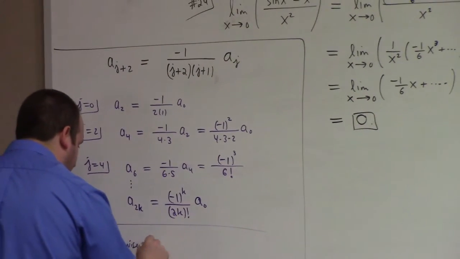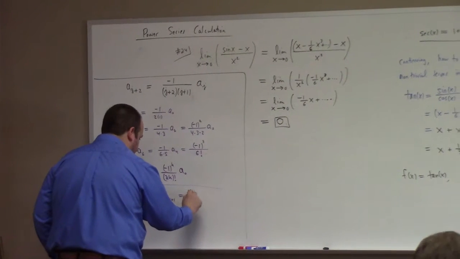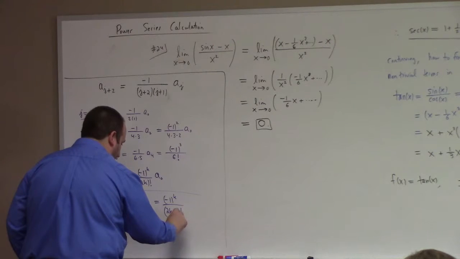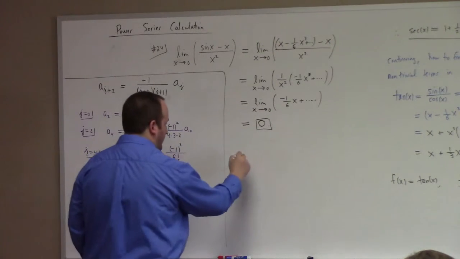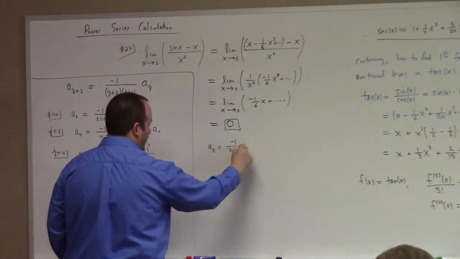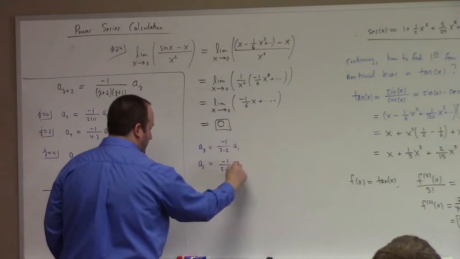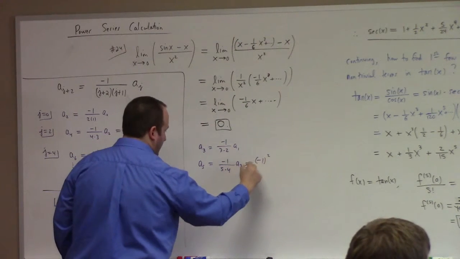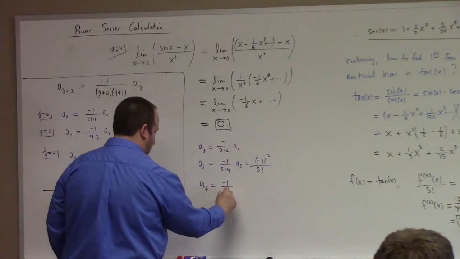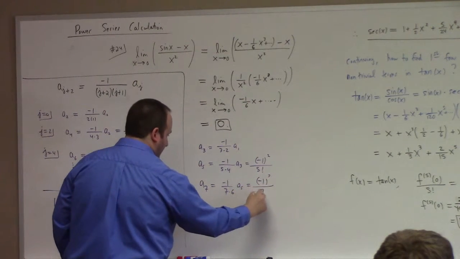Through a very similar calculation, you can derive that a sub 2k plus 1 is equal to minus 1 to the k divided by 2k plus 1 factorial times a sub 1, right? So just, I'll start it out. A sub 3 is minus 1 over 3 times 2, a sub 1. A sub 5 is minus 1 over 5 times 4, a sub 3, which is minus 1 squared over 5 factorial. A sub 7, minus 1 over 7 times 6, a sub 5, which is minus 1 cubed over 7 factorial, and so forth.